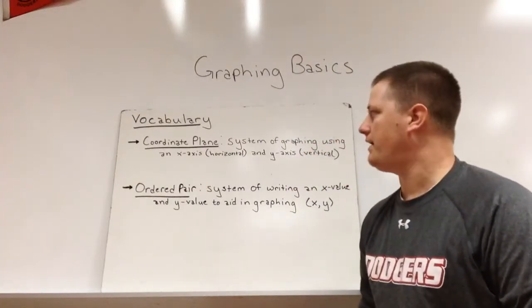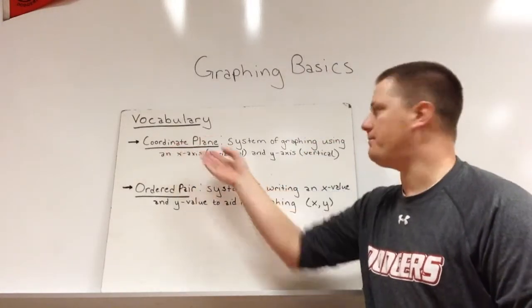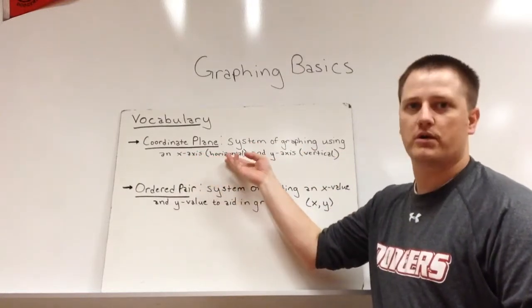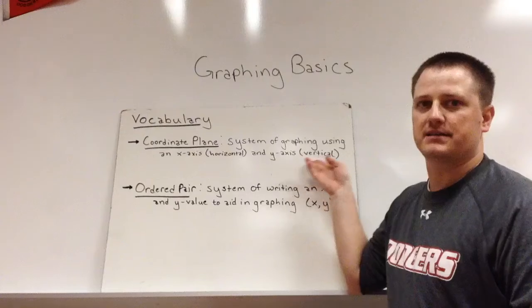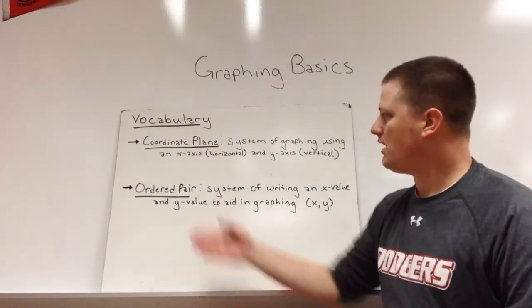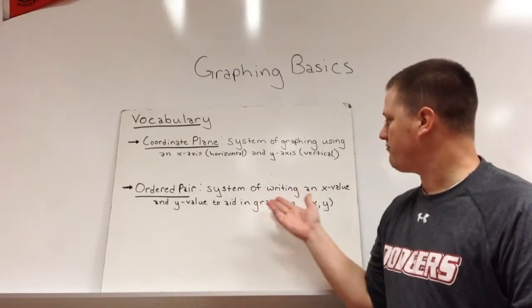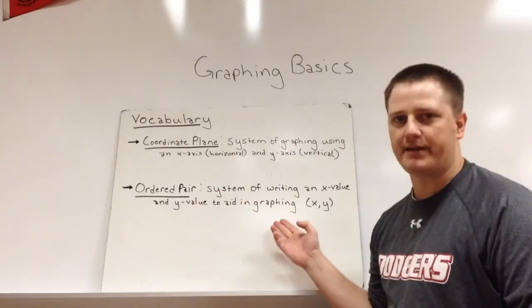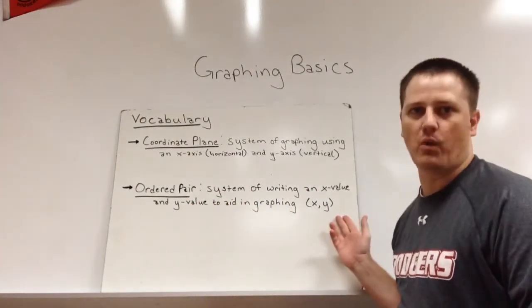Our vocabulary first is coordinate plane, a system of graphing using an x-axis, the horizontal, and the y-axis, the vertical. Ordered pair, a system of writing an x value and a y value to aid in graphing, typically x comma y.